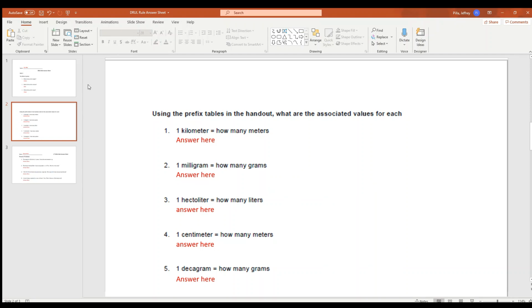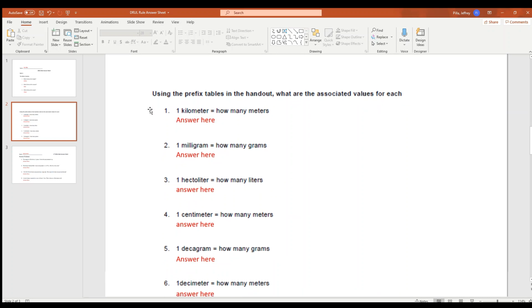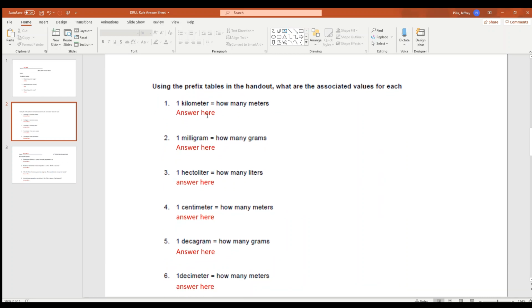Alright, and now we're on the second page. For the next 6 questions, it says, using the prefix tables in the handout, what are the associated values for each? For these next 6 questions, we don't have to do any steps, we don't have to do any math, we're just using the notes again. This is found on slide 14 of your notes from last week, so it shouldn't really take that long to get through these questions.